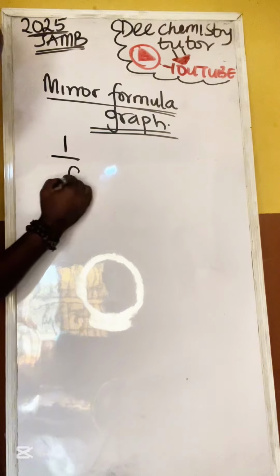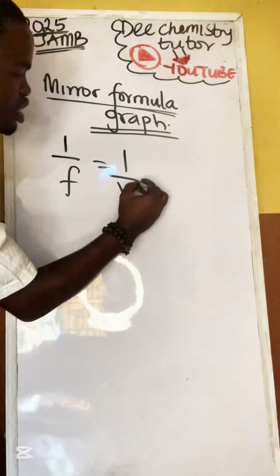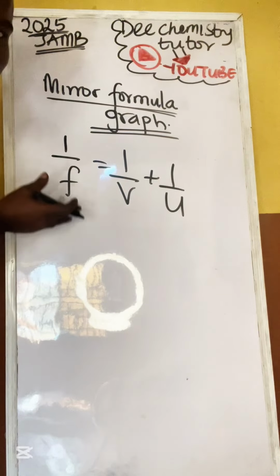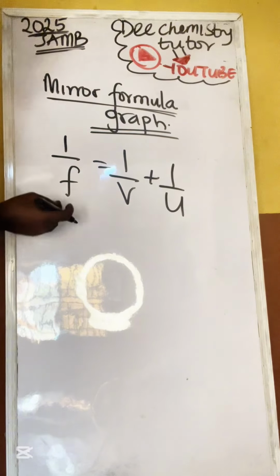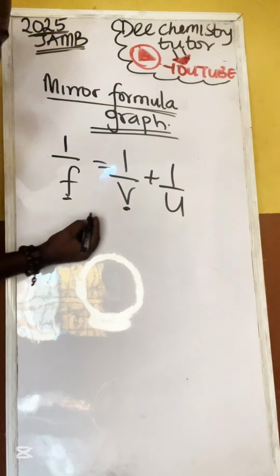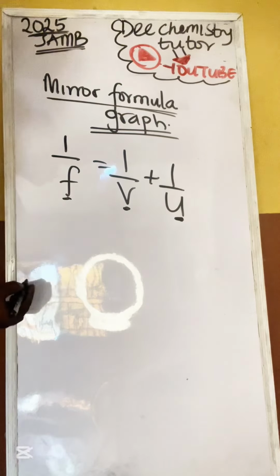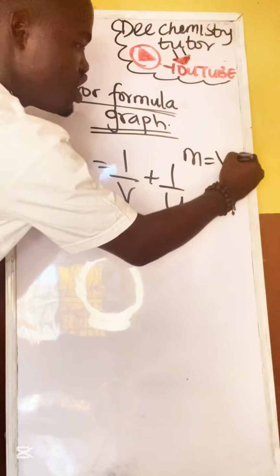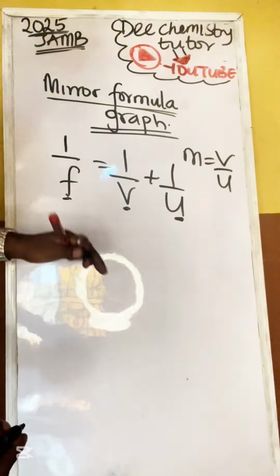Now, let's say we have the formula 1 over f equals 1 over v plus 1 over u. You must know this. I mean, what do you want to go and do in an exam if you don't know this? Okay. Now, 1 over f, this is the focal length, this is the image distance, and this is the object distance. Also, you must know that magnification is v over u. How? Look at it. It's so easy.